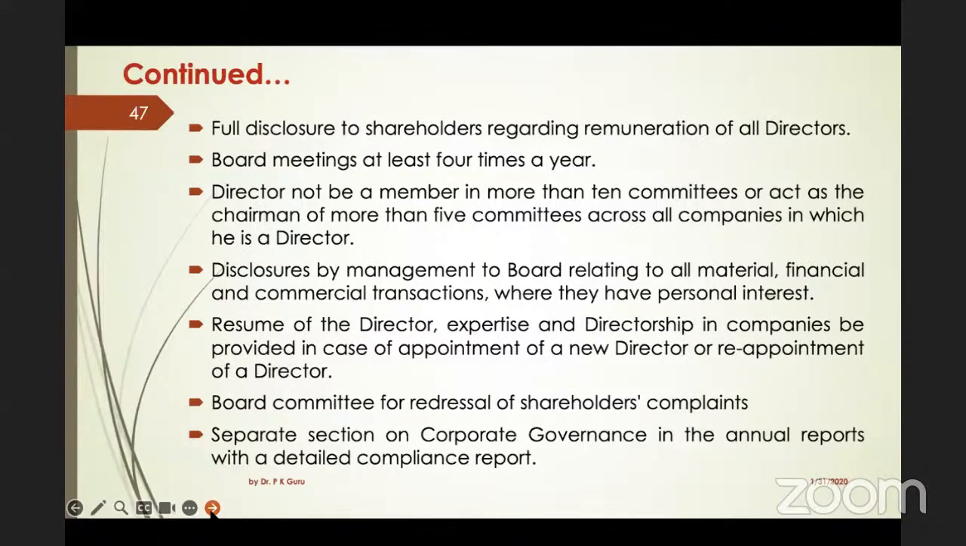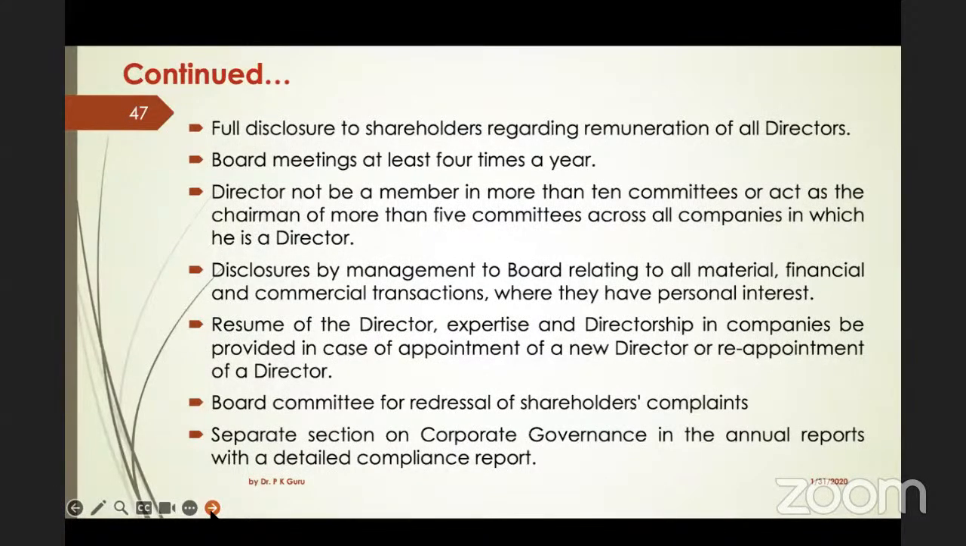A resume of director expertise and directorship in companies must be provided in case of appointment of a new director or reappointment of a director. Actually, every 2-3 years or even in 1 year, some directors are changed. At the time of AGM, the directors are appointed or reappointed. At that time, you have to give a small CV of them to the shareholders. In the AGM notice, all that has to be part of the AGM agenda.